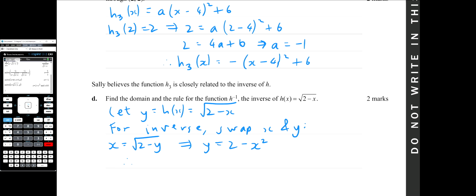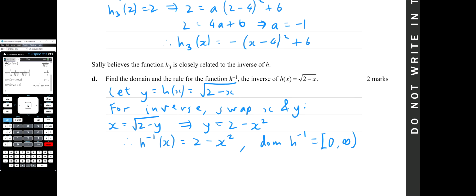So therefore, the rule for the inverse is h inverse of x is equal to 2 minus x squared, and the domain of the inverse, as requested, is equal to 0 to infinity. So that's 0, comma, infinity. You can either get the inverse as the calculator has shown, or you can also look at the range of the original graph. So 0, comma, infinity is the range of h of x, but it's also what the calculator gave us.